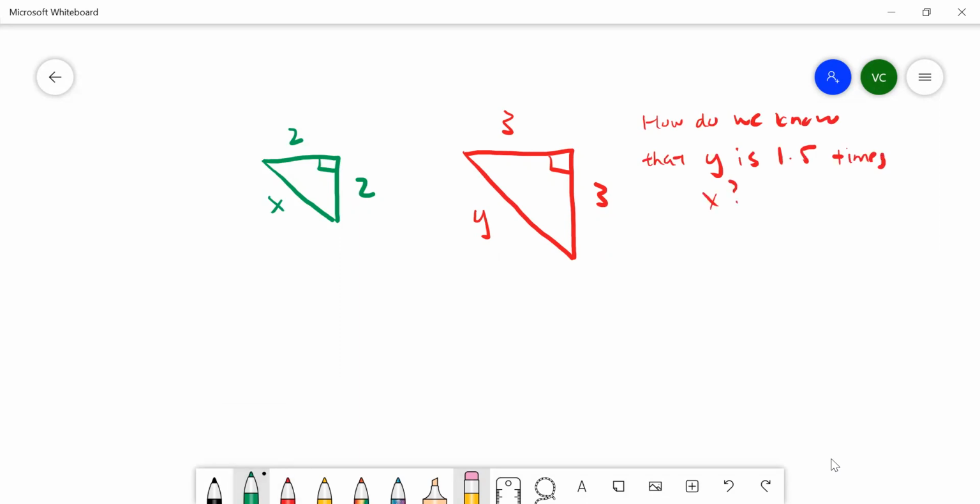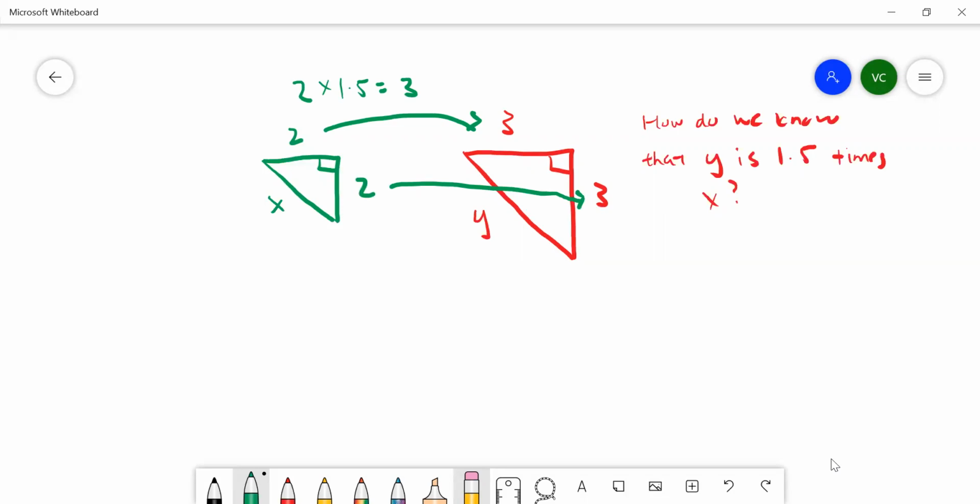Remember, when we went from 2 to 3, we just did 2 times 1.5, and that was equal to 3. That's how we got from this side over here and this side over here. But if 3 is 1.5 times 2, do we know that Y is 1.5 times X? And how would we know? Pause the video and think for yourself.